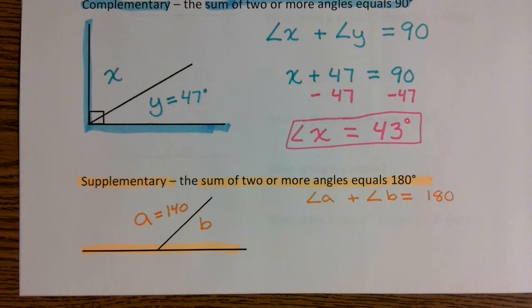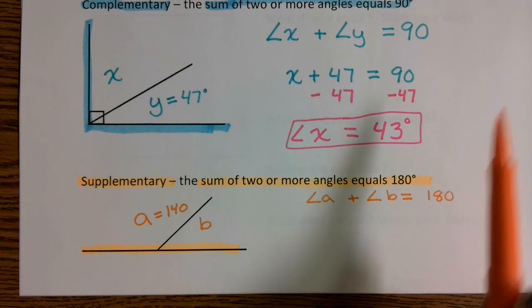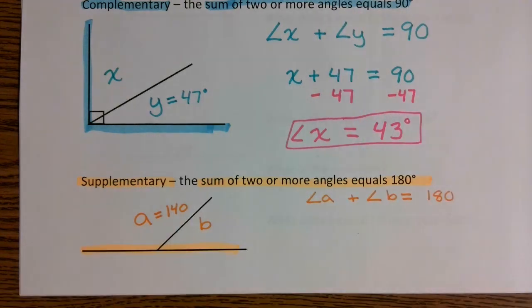So what if I told you that angle A was 140 degrees? I'm going to say angle A is equal to 140 degrees. What does my equation look like now? Take a moment to think what I just did up here with complementary and what I'm showing you here for the supplementary. What is my equation going to look like? I need to see more than just Angel's hand. Esther, what do you think, honey?